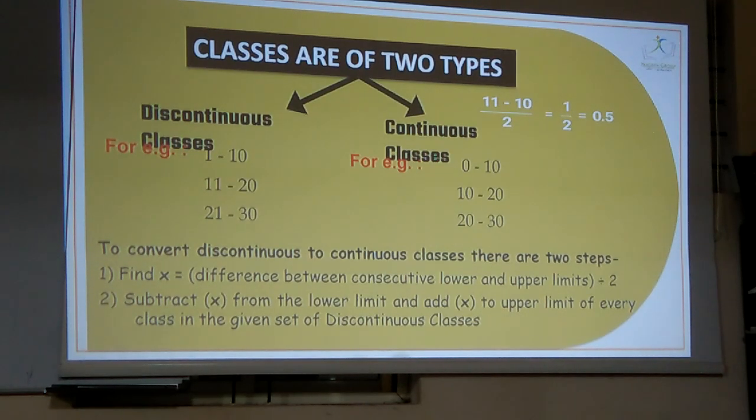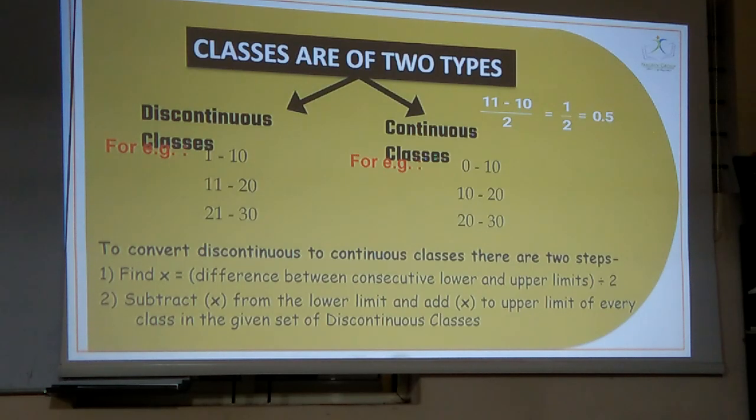After finding out this x, it will be the difference between the consecutive upper and lower term, that is between this and this. This is the consecutive upper and this is the consecutive lower. The difference between them is 1. 1 by 2 is nothing but 0.5. So x will be 0.5. For the lower bound, you will subtract 0.5. For the upper bound, you will add 0.5.